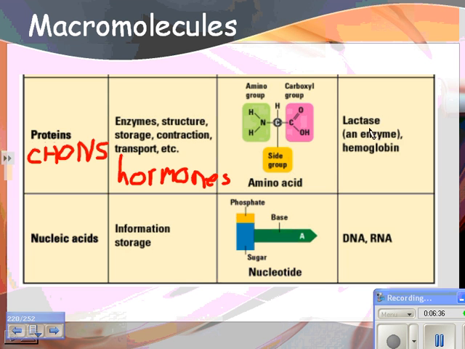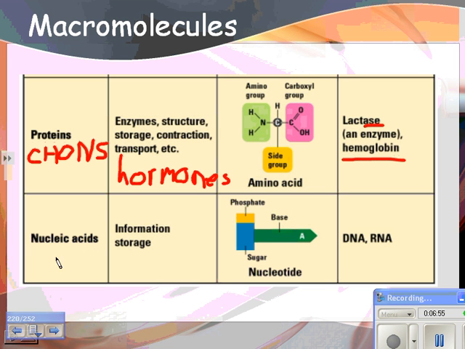An example of a protein would be lactase. Lactose is a sugar and it's not a protein, but lactase is an enzyme. So anything that ends in ASE is an enzyme, and we'll talk about that in a couple of units from now. Hemoglobin is a protein that transports oxygen. It's in your red blood cells, and so that's just one more type of protein.